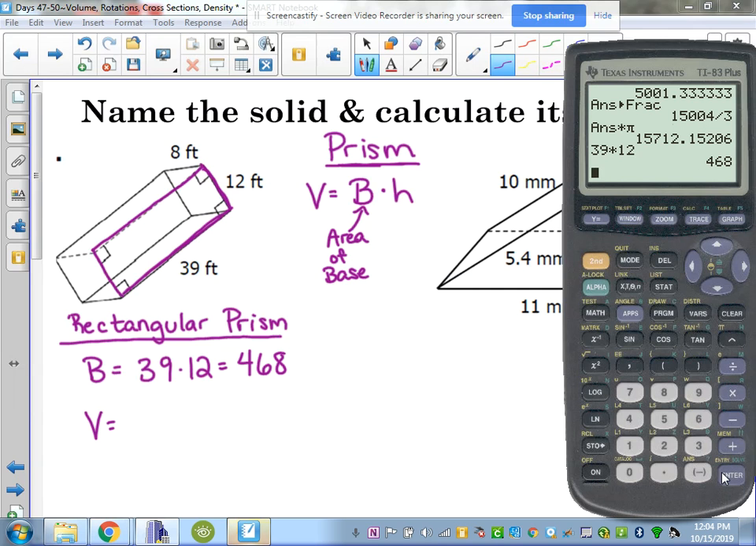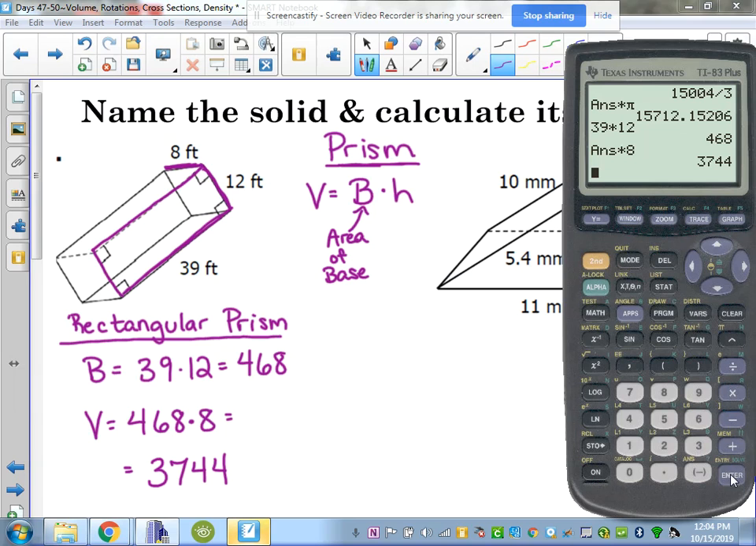So the volume is the area of the base times the height. The height is that other dimension that is perpendicular to that base. Okay, the key is it must be perpendicular to the base. So we have a volume of 3,744. We always want to put units on that. So our lengths were in feet. So if we have feet times feet times feet, that is feet cubed. Volume is always in cubic units.